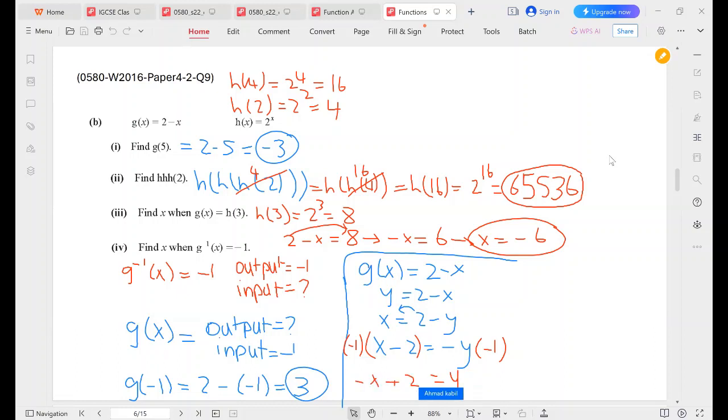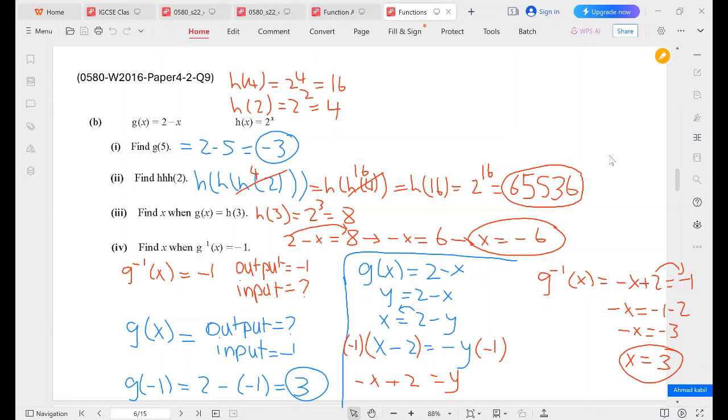Therefore, we can write g inverse of x as -x plus 2. And this is equal to -1. So we can take the 2 to the other side. So -x equals -1 minus 2. -x equals -3. And if we multiply by -1 on both sides, we get x equals 3 again. So in both cases, you're going to get 3 as the final answer. However, the way on the left, of course, seems to be much faster and nicer if you understand the concept of outputs and inputs. Let's check the marking scheme.